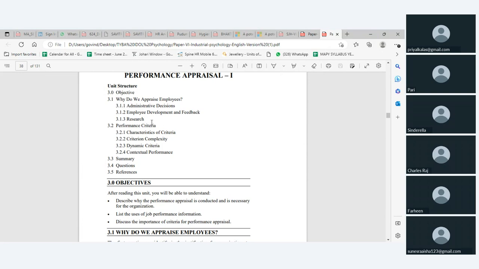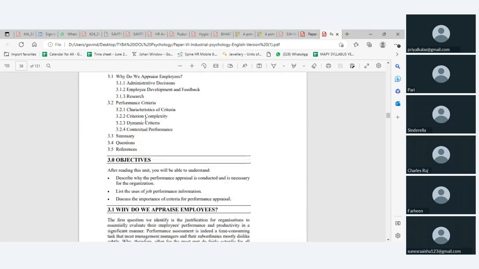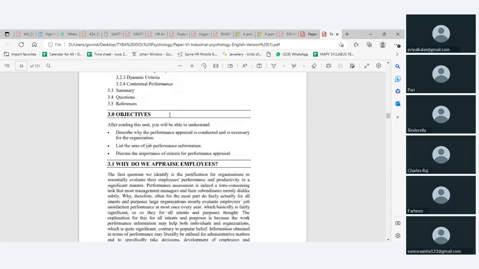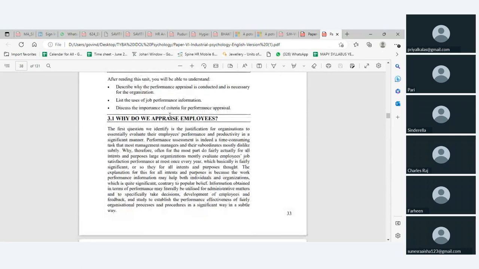Also research, in the sense of what is happening, why certain people are performing well and why others are not performing. Performance criteria includes what we are going to learn: the characteristics of criteria, the complexity in criteria, the dynamism in the criteria, and contextual performance. So this is again easy. If you don't remember anything during the exam, just imagine what will happen if IDOL doesn't evaluate the performance of its students. Then you can write.